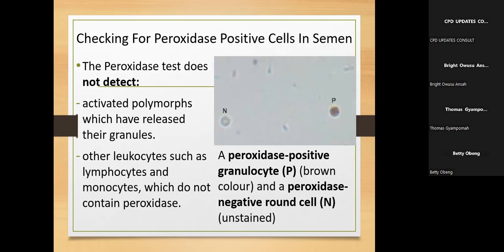If you look at the picture on the right, you are going to see a pinkish stained round cell labeled as P. This is peroxidase positive. It's likely to be a white cell. The other one on the left is almost colorless. You cannot see the difference between the two on face value, so the best thing to do is to report them as round cells. But when you do the test, you see that one is positive and one is negative. The one which is positive is a white cell. The one which is negative could be an immature sperm cell or even a lymphocyte. Okay, so that is how it is.